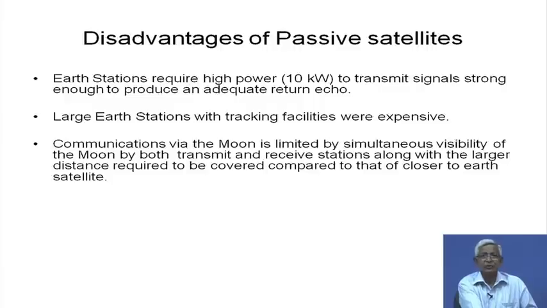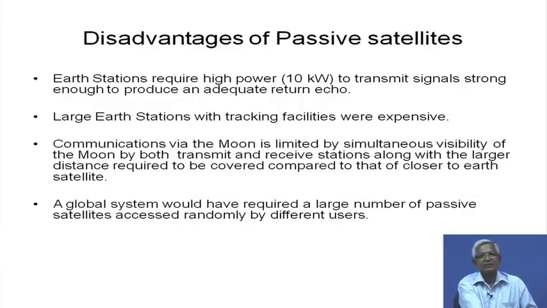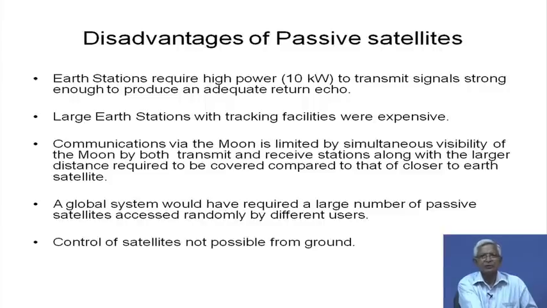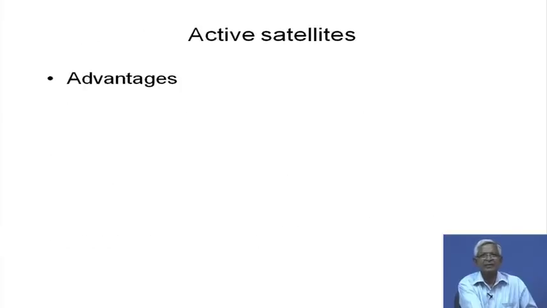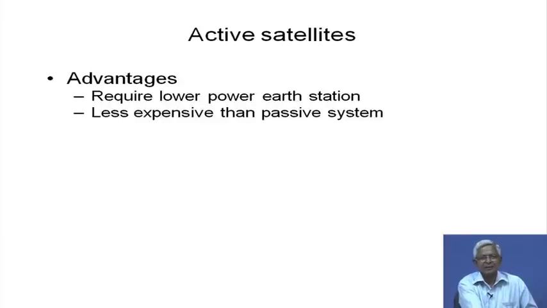Then via the moon is of course not very comfortable, because the moon is not available always, and a global system will require a large number of passive satellites if you use small Echo type satellites, and control of the satellite is not possible because it is passive. Therefore, people started thinking of active satellites. They have certain basic advantages: they require a lower power earth station because the repeater is there with an amplifier on board, and it is less expensive than the passive system.